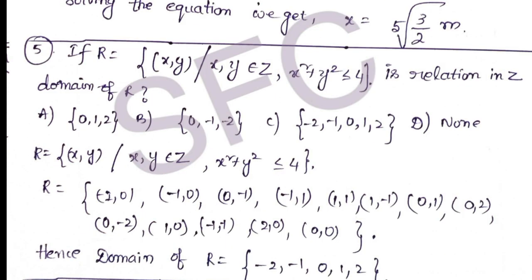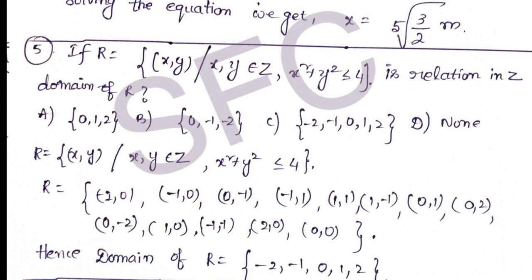Now let's move on to the fifth question. The fifth question says, if R is equal to the set of (x, y) such that x, y belong to Z, that means integers, and x square plus y square is less than or equal to 4, is a relation in Z. Here he has given a relation. Now he is asking us to find the domain. The options are as follows.